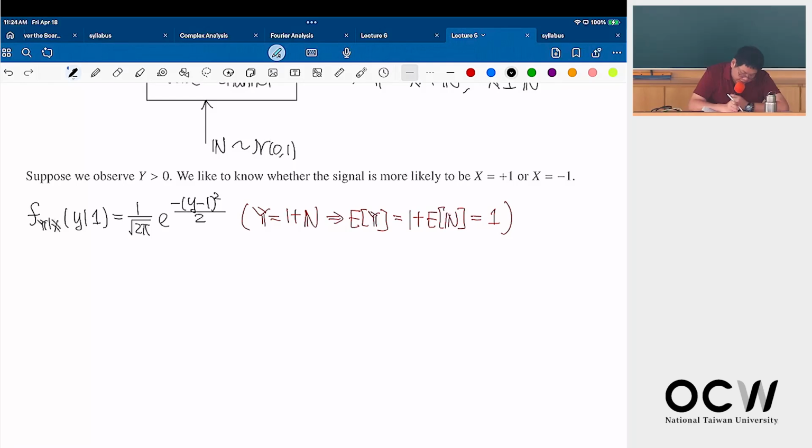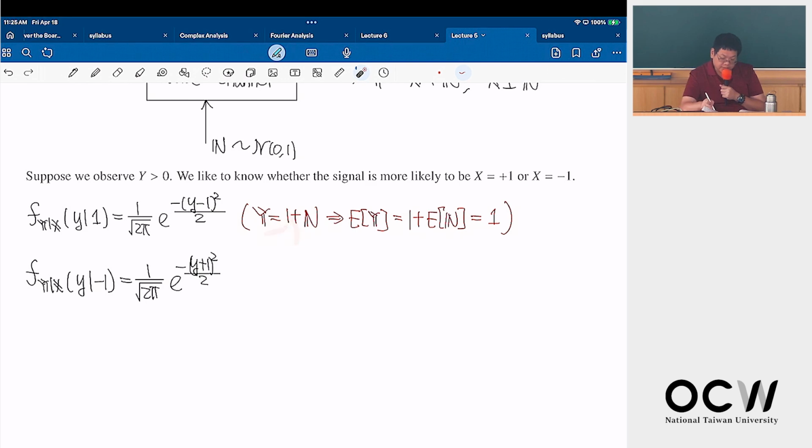And we can also write down the conditional PDF of y given x equals minus 1, as 1 over square root of 2 pi e to the minus y plus 1 squared over 2. Similarly, because here we have minus 1, my mean is minus 1. So that's why we have y plus 1.